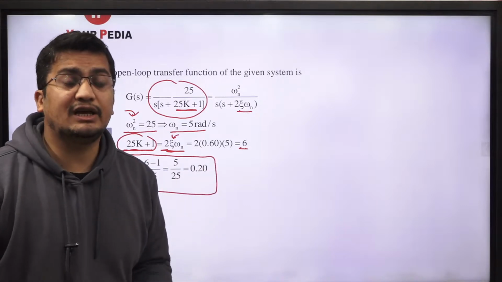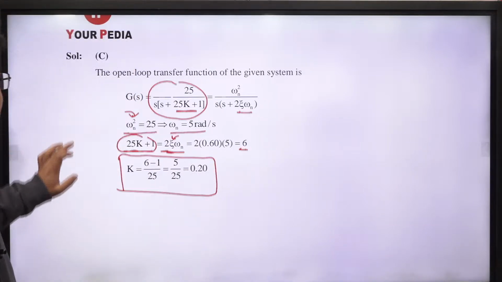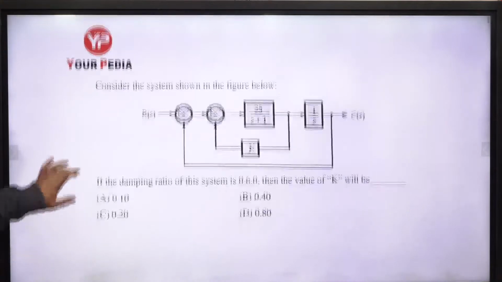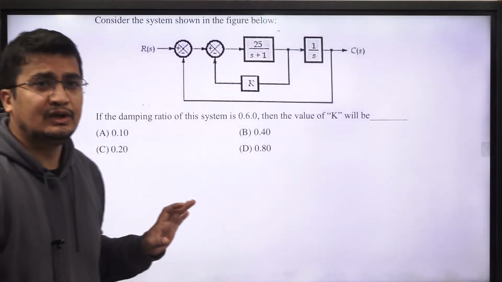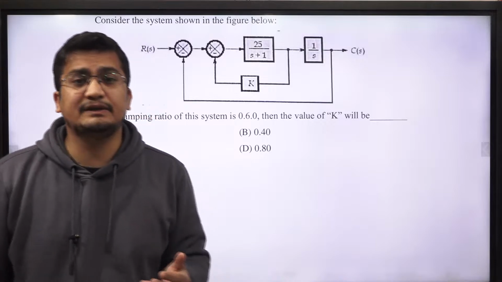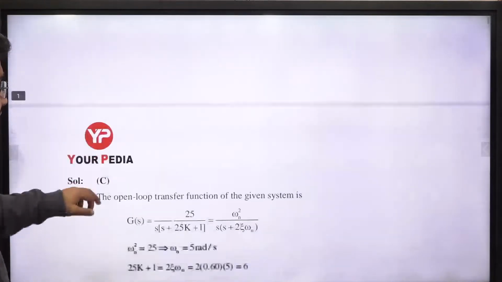Answer was C. So guys, please comment your answer there in the comment section. The answer for this question was C. You can see that it is 0.20. So this was a very straightforward question, and this kind of question you may expect in the ISRO exam. Moving forward to the next question, I have taken a mixed question.